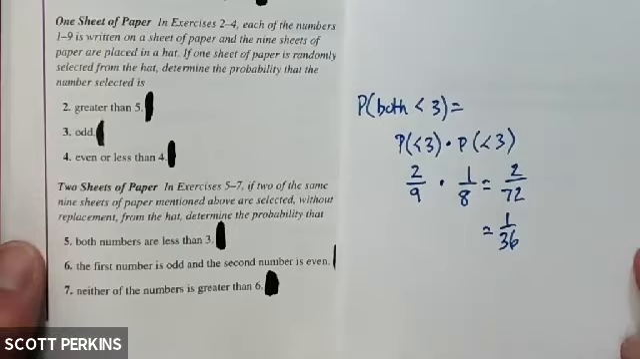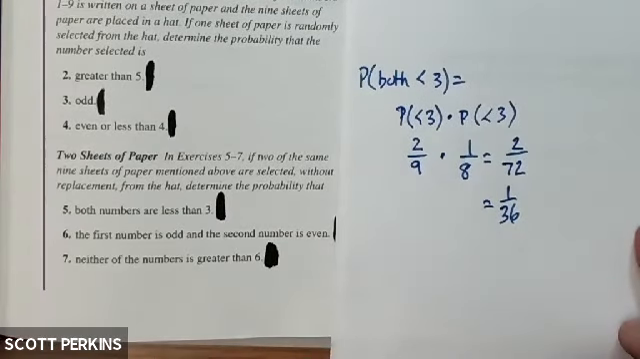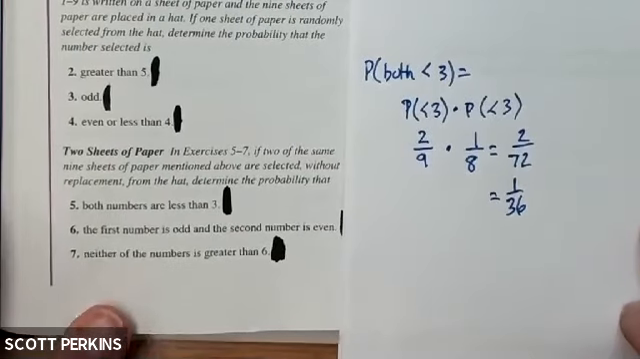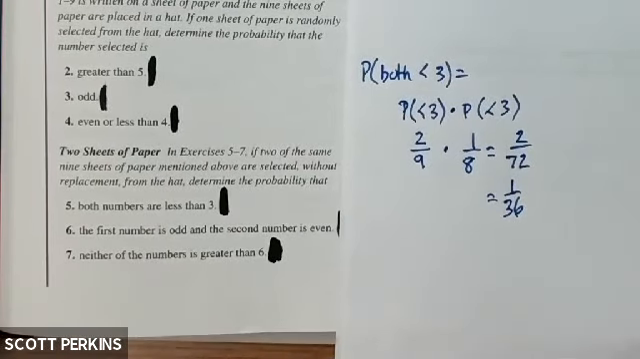I think what they meant by that is now we're picking 2 out of the 9 sheets of paper. We didn't put 2 of the same of each of them in the bag. I can see how that's a little bit of a weird wording, but what they're implying is I'm pulling 2 of those 9 sheets of paper out of the hat.